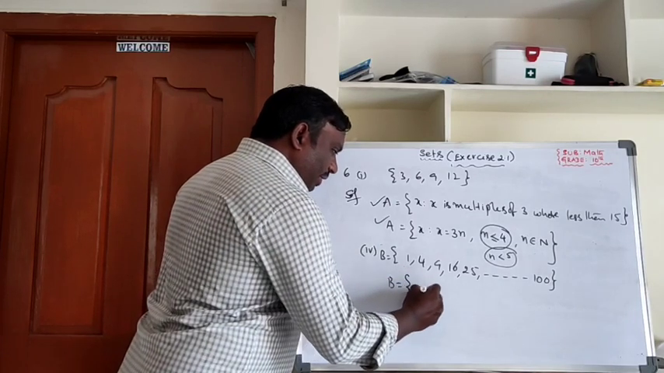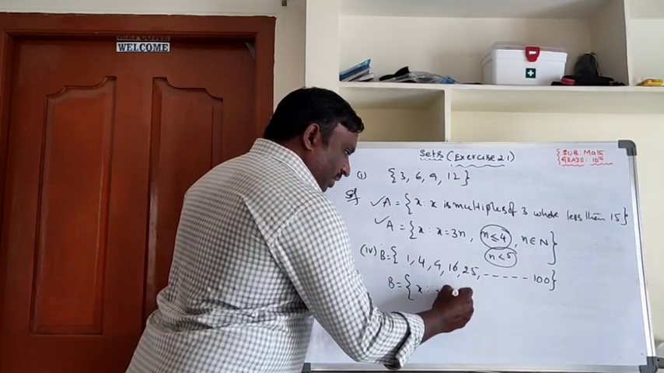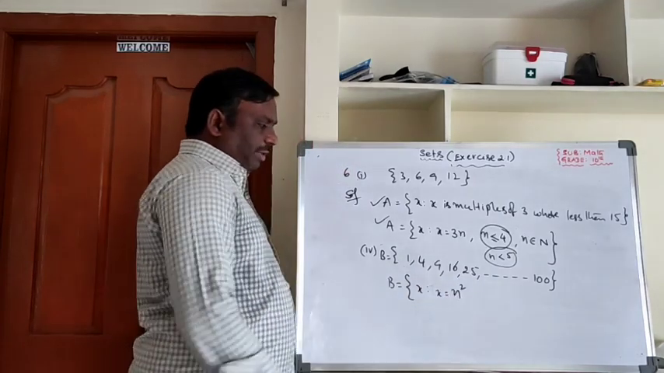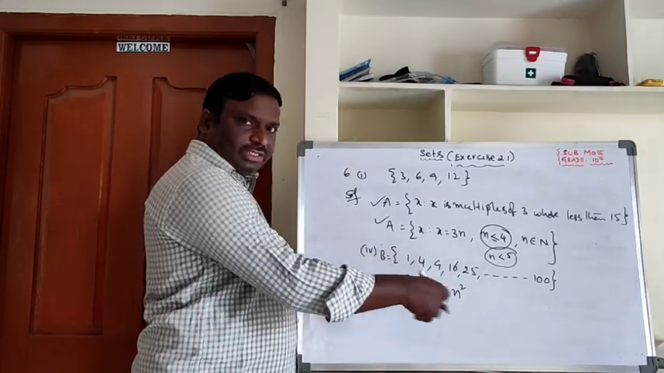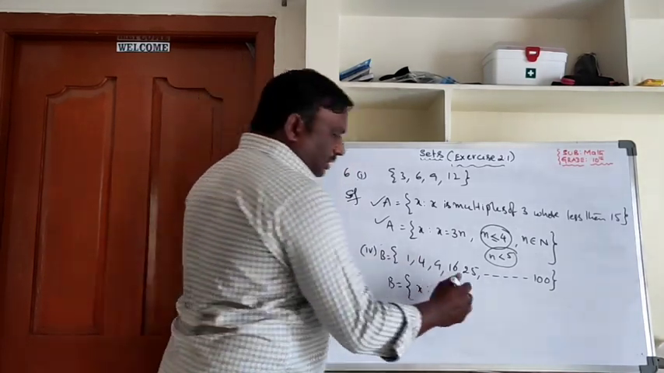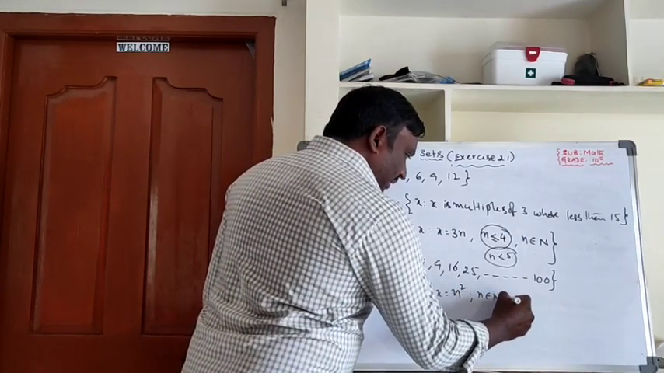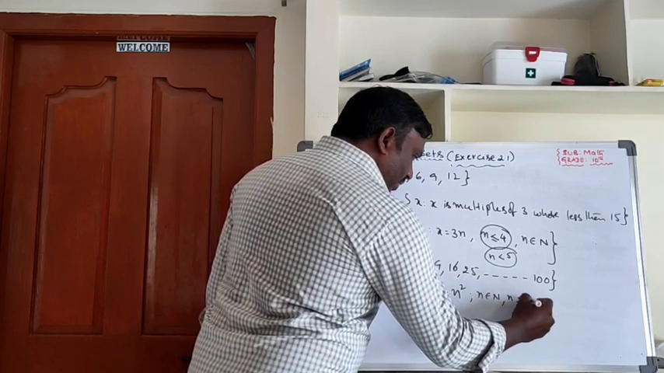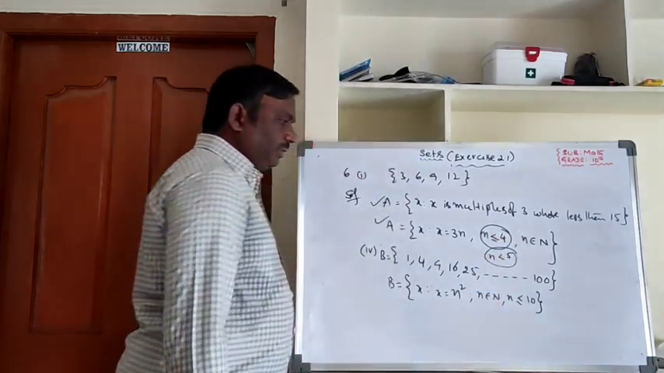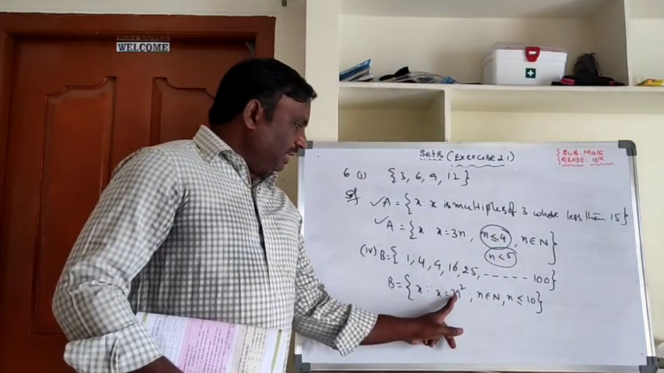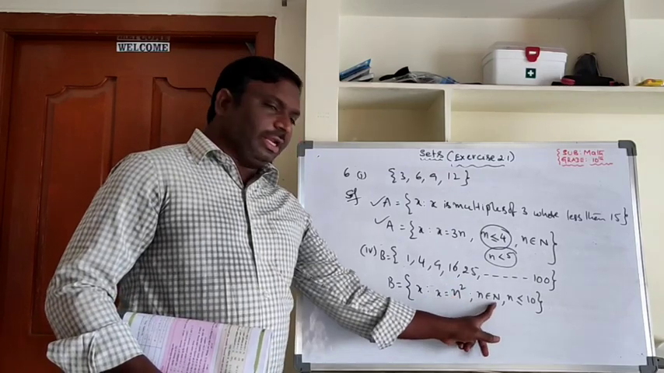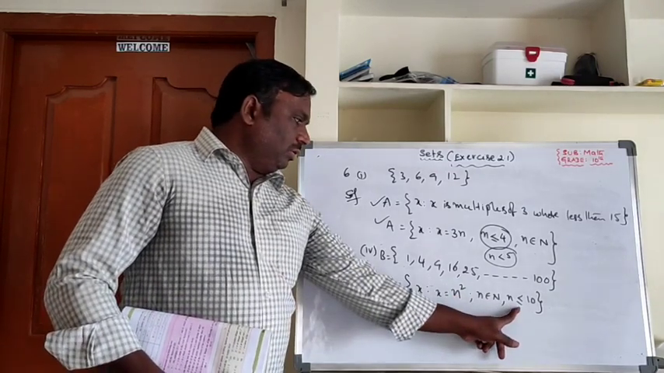Or if you want, you can take the rule x is equal to n square. N means 1 square, 2 square, 3 square. N we are deciding. N is changing. How is it changing? N belongs to natural numbers and n is less than or equal to 10. Substitute here. Natural numbers we have to take.